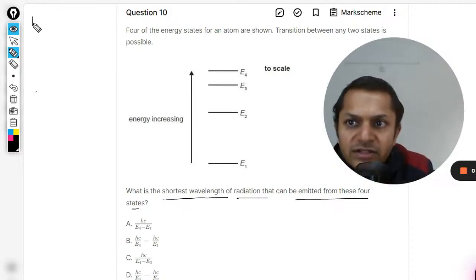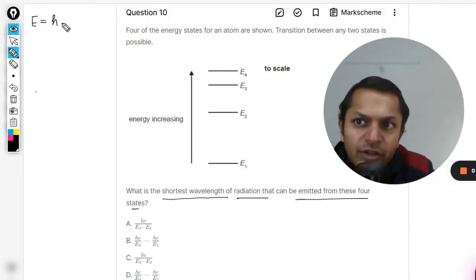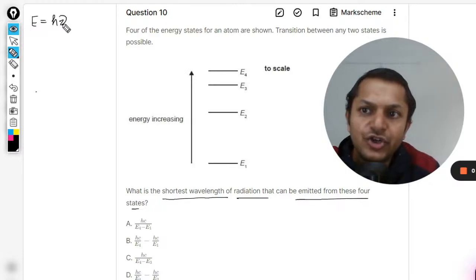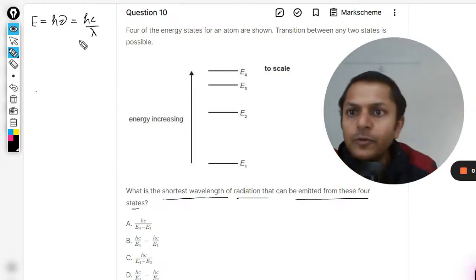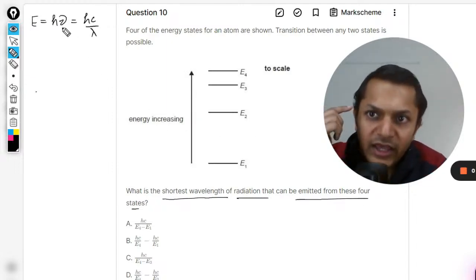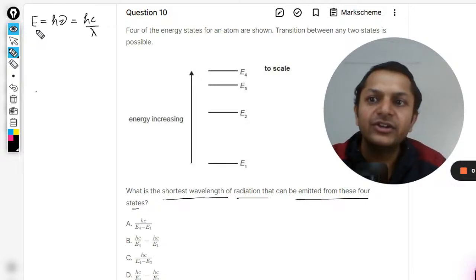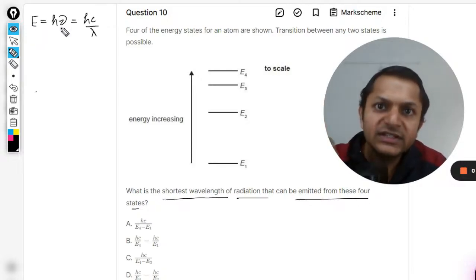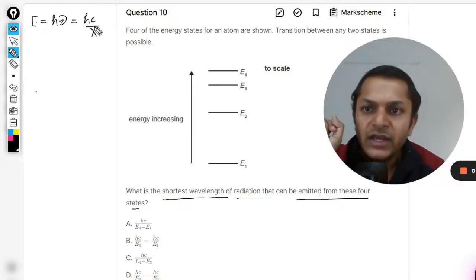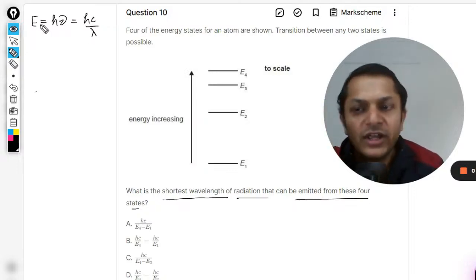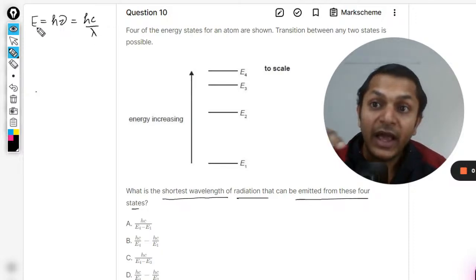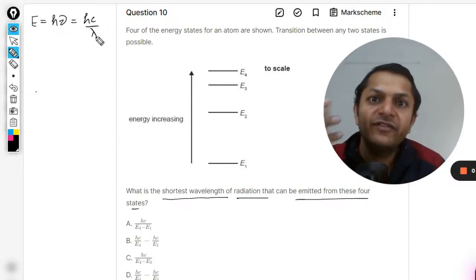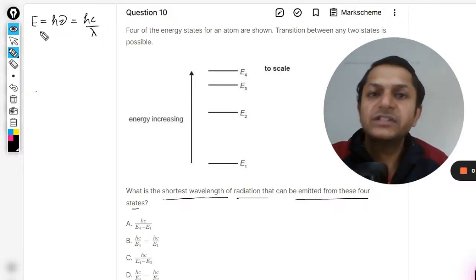First of all, we must remember that the formula for the energy of a photon is h nu, where nu is the frequency, which can also be written as hc by wavelength lambda. So if the frequency is high, energy is high. If frequency is lower, energy is lower. Similarly, wavelength is inversely proportional to energy, so if wavelength is shorter, energy is higher. If wavelength is bigger, the energy is lesser.